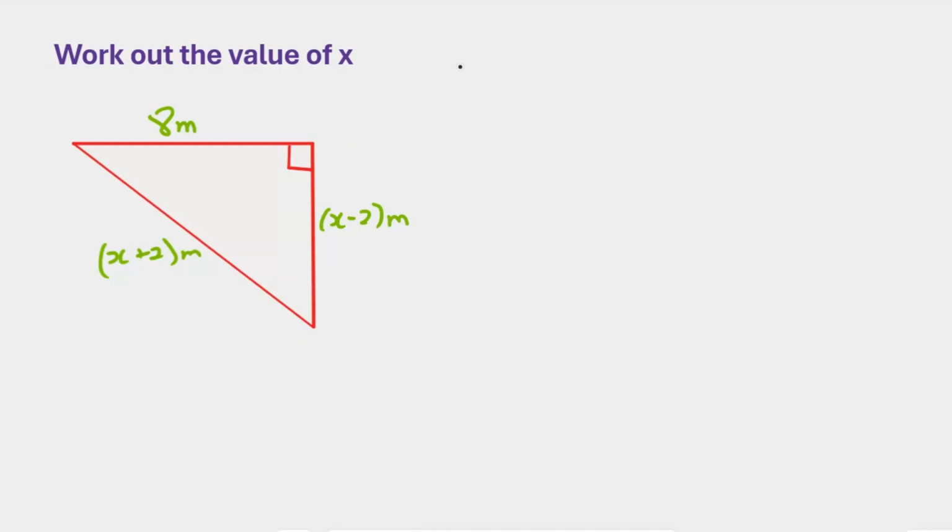The square of the hypotenuse. The hypotenuse is this. We have x plus 2 squared. This is a binomial, so you have to put it in brackets. It's equal to the sum of the squares of the two other sides. And these are the two other sides.